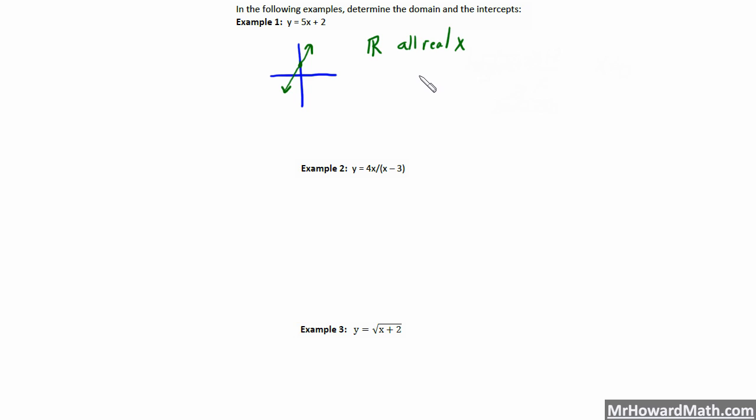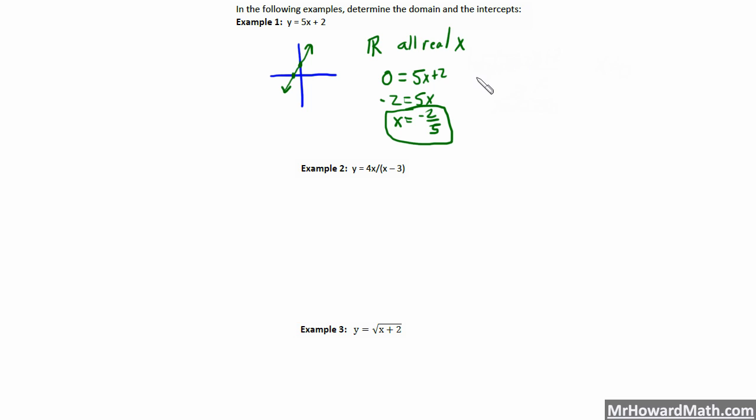So the x-intercept is going to be when y is equal to 0. The x-intercept right here occurs when the y-coordinate is 0, so we just set it equal to 0. 0 = 5x + 2. Subtract 2, and we get -2 = 5x. Divide by 5, and we would get x = -2/5. Okay, so our x-intercept is right here at x = -2/5.